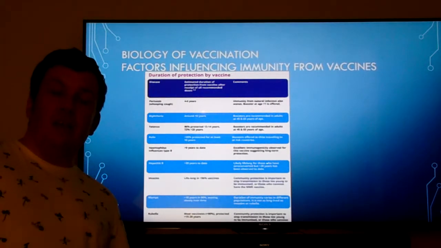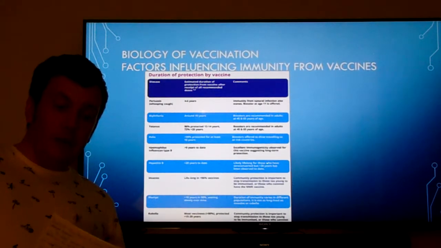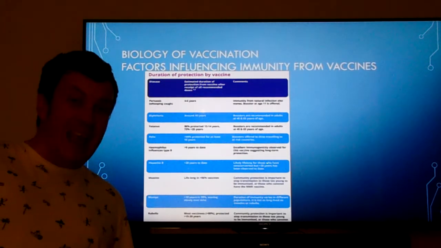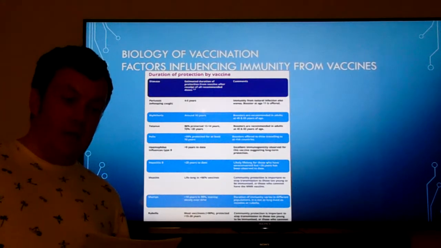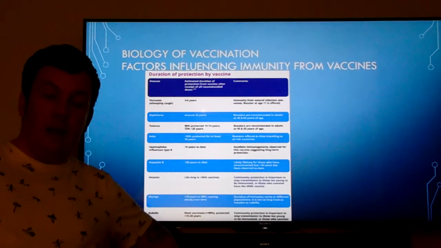The time since a vaccination. Immunity from vaccinations can fall depending on what the vaccination is for. Lifelong immunity is rare, very rare, which is why we have booster shots throughout our lives. These are recommended at different times throughout our life.